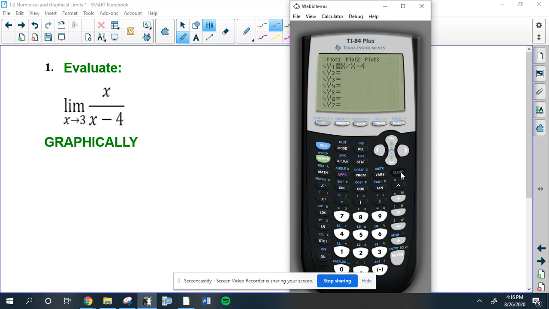Or you can always hit this alpha key down here, and then the y equals key, and it'll give you this little menu. The N over D key is very useful for those of you who always forget parentheses. So you type it as it looks. It creates a fraction for you, and this is exactly how that function looks on the screen. And now hit graph. So that's the graph of this function.